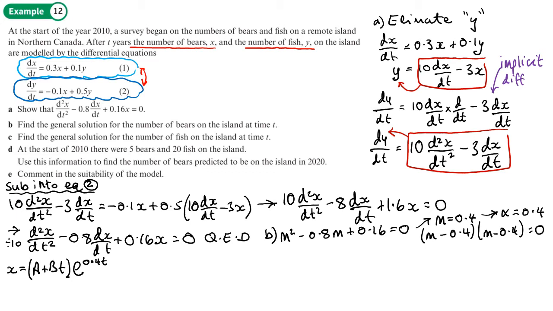Part C is find a general equation for the number of fish on the island. So we now want a general solution, which is y equals, now we don't need to go back to scratch and rearrange this and make x the subject and substitute. We can just use this. y equals 10 times dx/dt, so 10 times this differentiated, minus 3x. So that's going to be a much quicker way to do it.